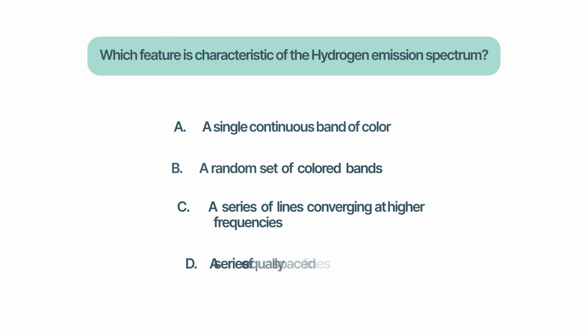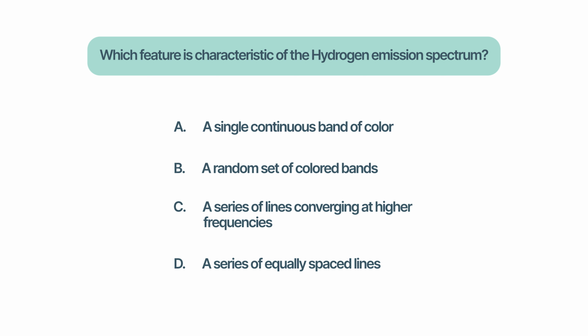Questions on spectra in paper 1 of the IB exam very often focus on the hydrogen emission and absorption spectra. Here in this typical question, we are asked to identify the key features of a hydrogen emission spectrum. Answer A refers, of course, to a continuous spectrum. Answer B is a nonsensical answer. Answer D is not true, of course, as lines are never evenly spaced. Rather, the answer is C. Lines become closer or converge at higher frequencies.